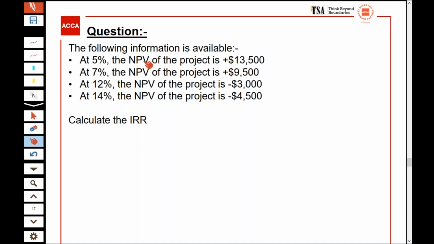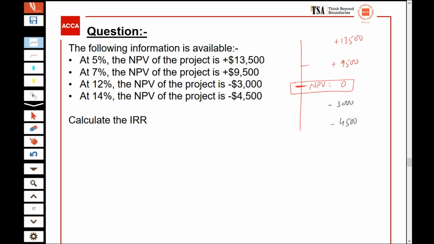At 5%, your NPV is plus 13,500. At 7%, the NPV is 9,500. At 12%, the NPV is 3,000. At 14%, the NPV is minus 4,500. First of all, we have to go to 0 NPV. Here it is plus 9,500, and here it is plus 13,500 NPV. And here it is minus 3,000, and here it is 4,500.